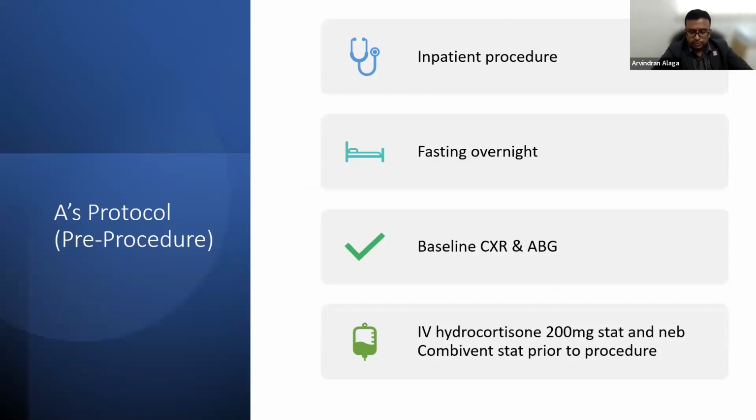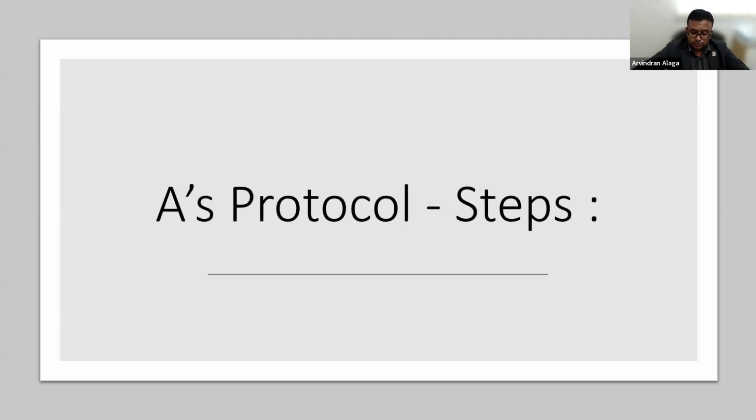So how are we going to perform in our center? Usually it will be an inpatient procedure where I admit the patient 1 day before after routine blood investigation. Usually I prefer to have a latest chest x-ray and also ABG on admission. Patient will be fasted overnight. I prefer to give IV hydrocortisone 200 mg stat and nebulizer prior to procedure, just to make sure that there's no bronchoconstriction or bronchospasm during the procedure. So this is a part of ACE protocol.